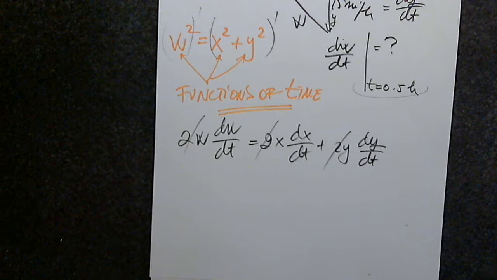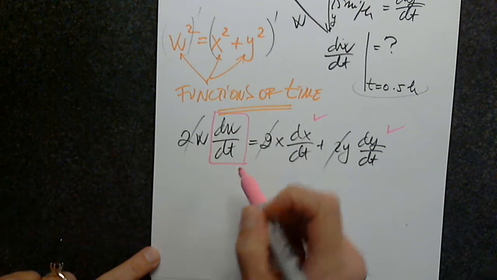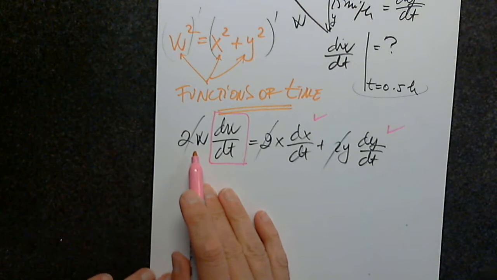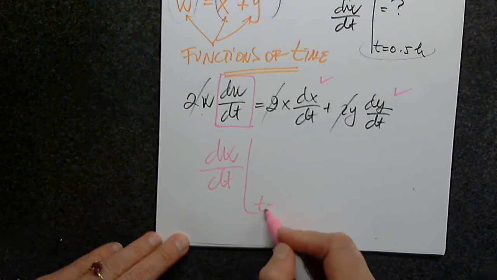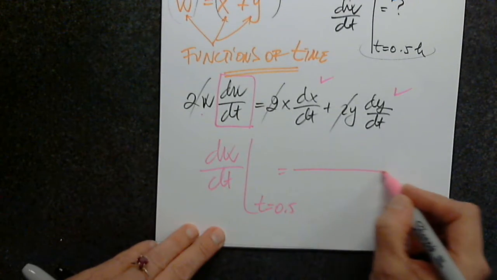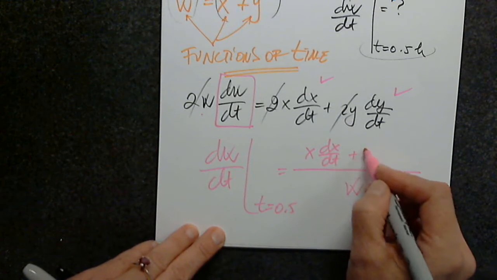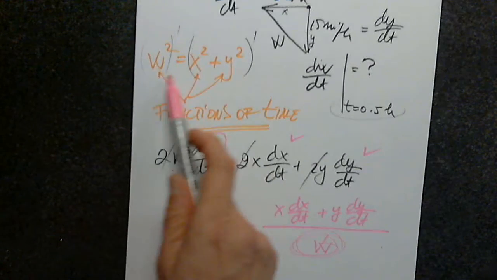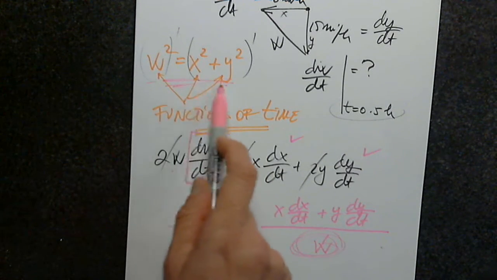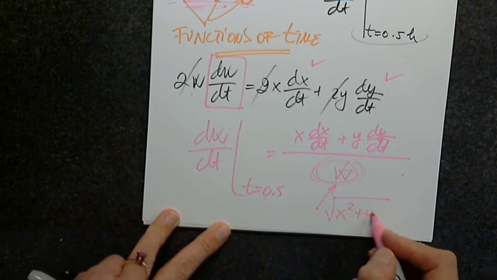Perfect. Next. Remember, these are given. We're asked to determine this. So we will divide both sides by w. That's it. That's all we have to do. And then t equals 0.5. So this will be x dx over dt plus y dy over dt, all over w. We do not have w, but we can solve this equation for w. So from here we have the square root of x squared plus y squared.